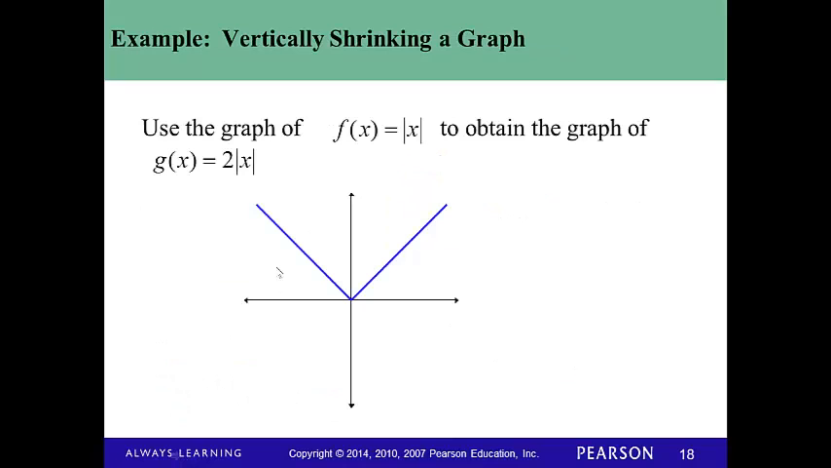So here's a graph, and it says use the graph of f of x equal to the absolute value of x to obtain a graph of g of x equal to 2 times the absolute value of x. Well, to do this, the first thing we're going to do is get some points. So the first thing you should do is graph the common function.